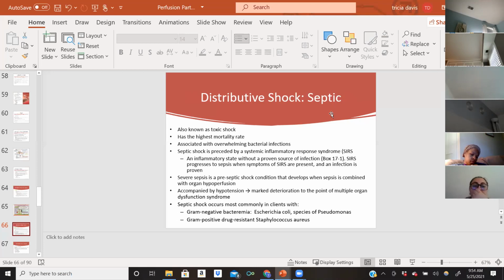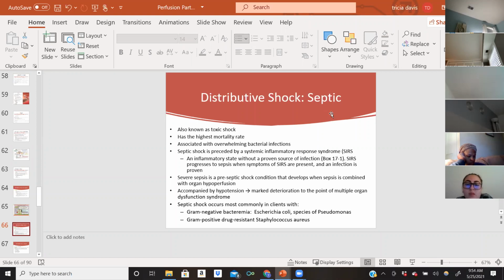Severe sepsis is pre-septic shock. That develops when sepsis is combined with organ hypoperfusion, so our organs are not being perfused. When it's accompanied by hypotension, so we know hypotension is low blood pressure, low circulatory volume, we're going to see marked deterioration to the point of multiple organ dysfunction syndrome. This is an indicative sign that patients are close to death. Sometimes this is not reversible.